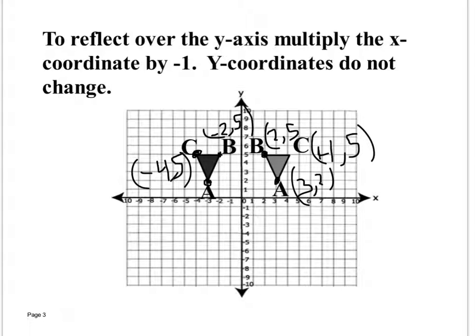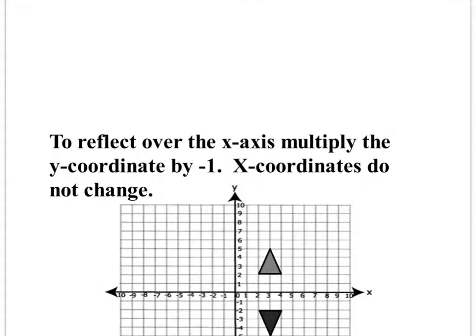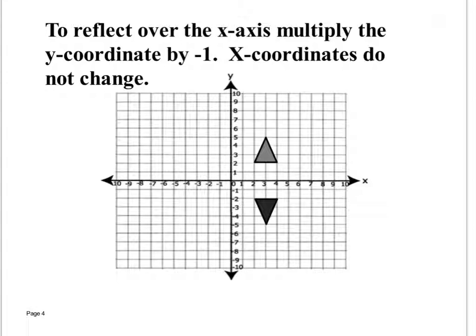Easiest thing they'll do is look. How far is B from the y-axis? 2 spaces. So how far has it got to be on the other side? 2. How far is A? 3. So how far has it got to be on the other side? 3. Alright, write this down and draw it on the graph.